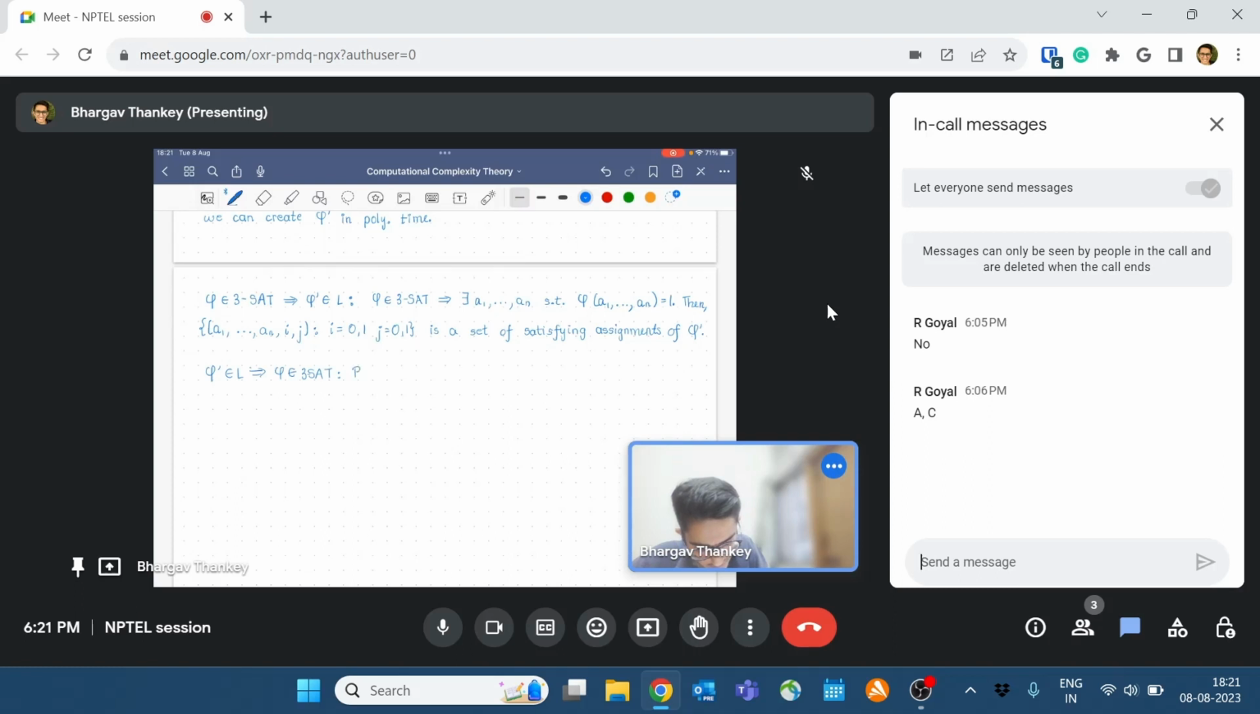So pick any A1 to A(N+2) such that phi prime of A1 to A(N+2) is equal to 1. At least for such A1 to AN will exist, right?